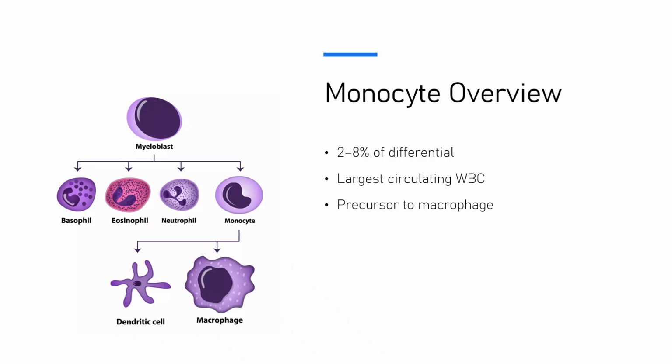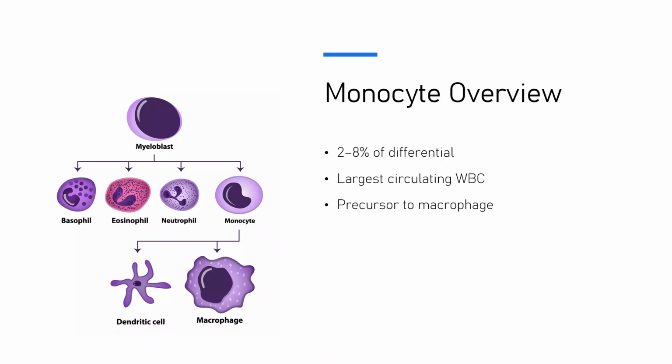Another key point is that monocytes are the precursors to macrophages and dendritic cells. Once monocytes leave the bloodstream and enter tissues, they differentiate into these more specialized cells that perform a variety of immune functions. Macrophages are essentially the body's professional phagocytes. They engulf pathogens, remove dead cells, and help coordinate immune responses. Dendritic cells, on the other hand, are extremely important for antigen presentation. They capture antigens and present them to leukocytes, helping activate the adaptive immune response. So monocytes play a really important bridging role between innate and adaptive immunity.